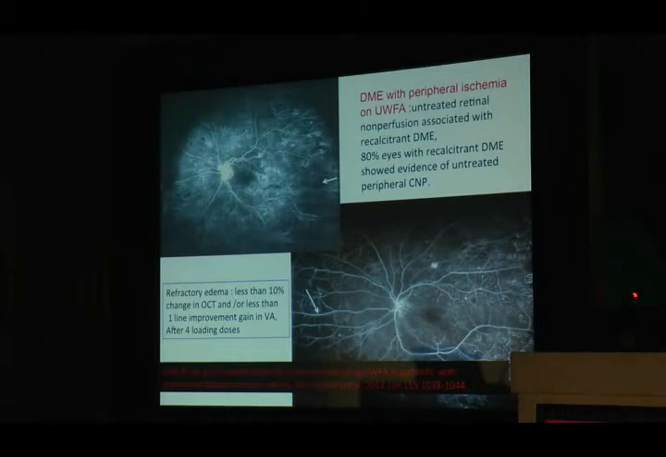The protocol T took 6 loading doses, but the protocol I took 4 loading doses. So we have 4 injections of anti-VEGF monthly, and you find the thickness is less than 10% reduced, and the visual acuity is less than 1 line improvement, then probably he's a recalcitrant or refractory DME. Study the periphery, study the blood sugar control, also get his renal functions, and sometimes he may have certain other factors, like systemic hypertension, which are important.